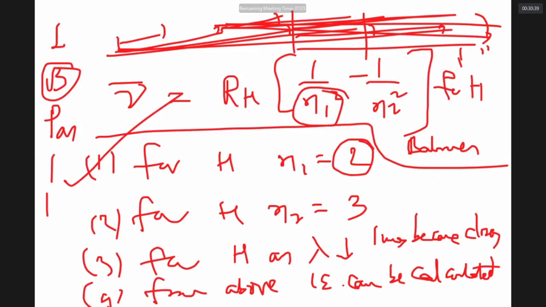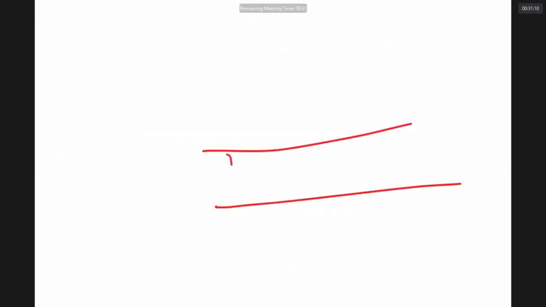The statement that N2 value is 3 is wrong because N2 can be 3, 4, 5, 6, 7, 8 up to infinity. So 2 is wrong. For hydrogen, as wavelength is decreasing, energy is increasing. The electron is going from 2 to 3, 2 to 4, 2 to 5, 2 to 6, 2 to 7, 2 to 8. As the electron is going to a higher level, corresponding energy is increasing, corresponding wavelength is dropping. As wavelength is dropping, in the spectrum you can see the spectral lines become closer and closer and closer.